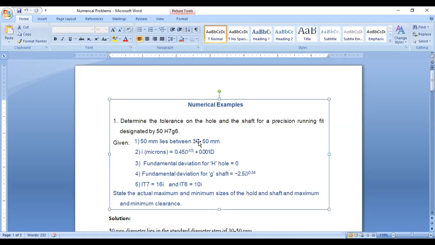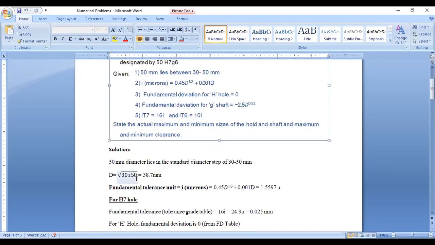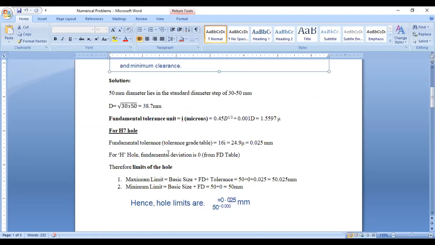The fundamental of this problem will be, first you have to identify the limits of the hole and shaft. Then you can easily identify the maximum and minimum sizes of the hole and maximum and minimum allowance of the hole and shaft. So using this data, you have to start. What will be the first step? Always remember you have to identify D. So the solution is given here.